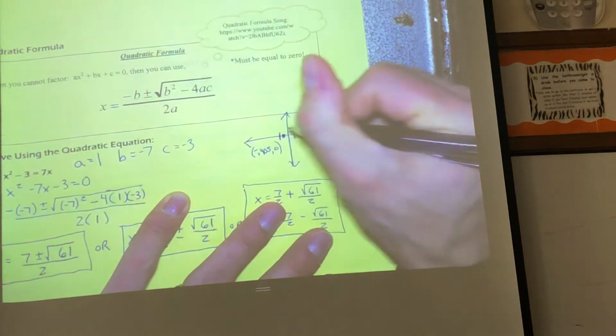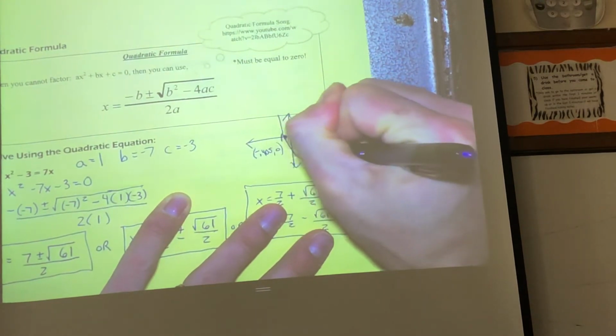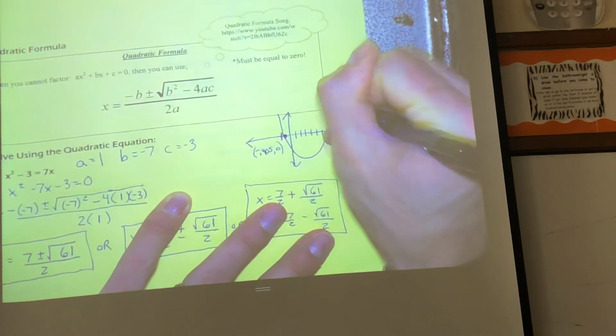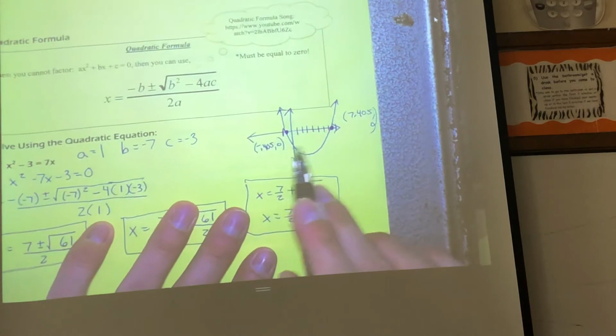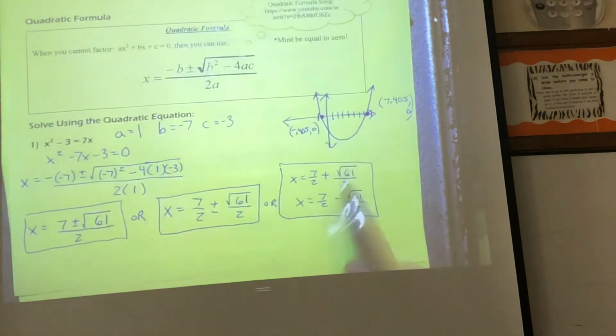Because remember, the roots, where they cross the x-axis, will always have a y value of 0. So that's approximately a visual of what that could look like.